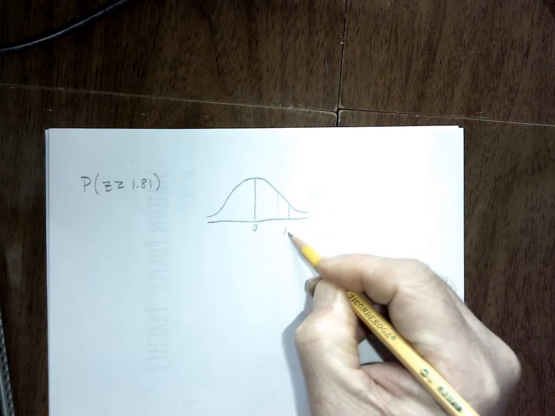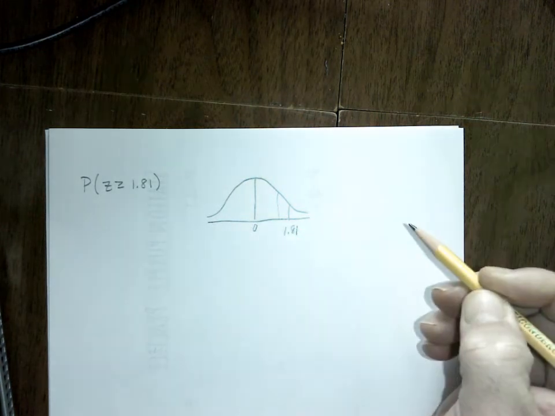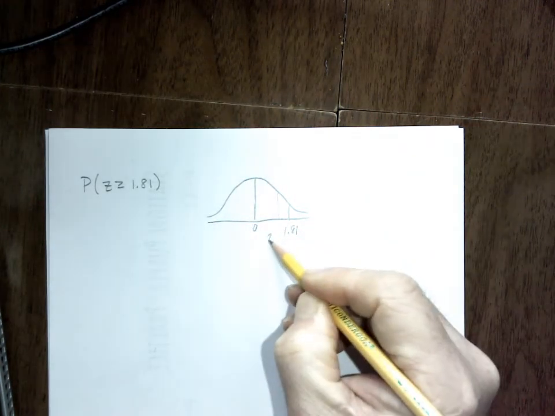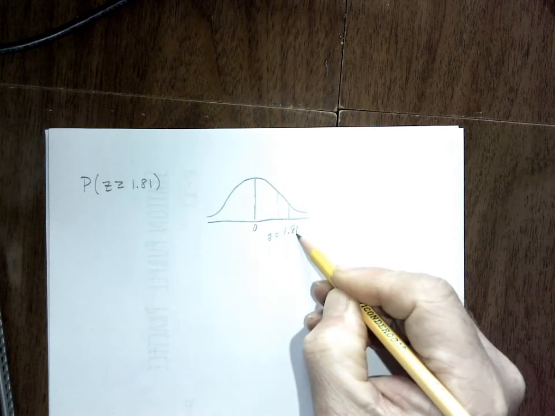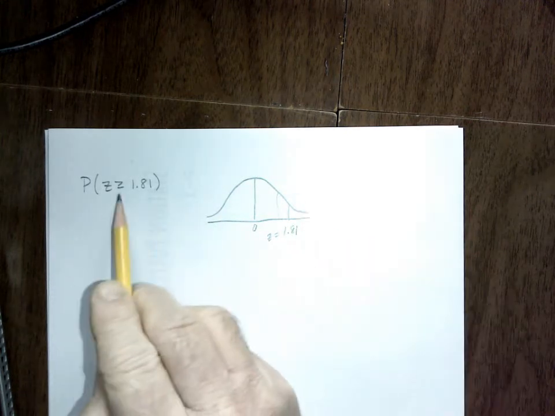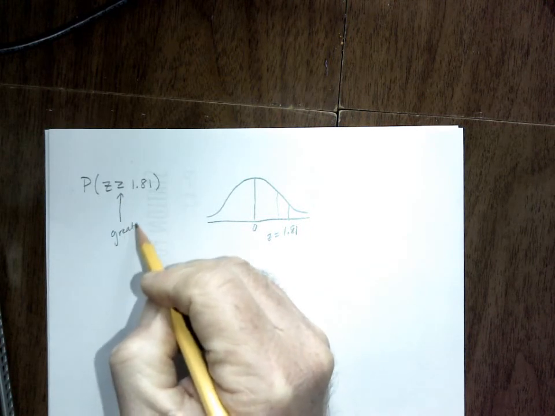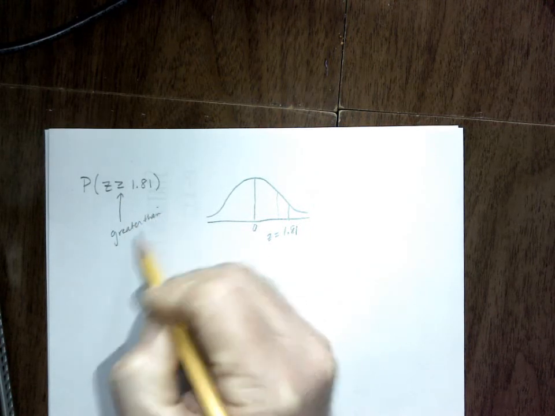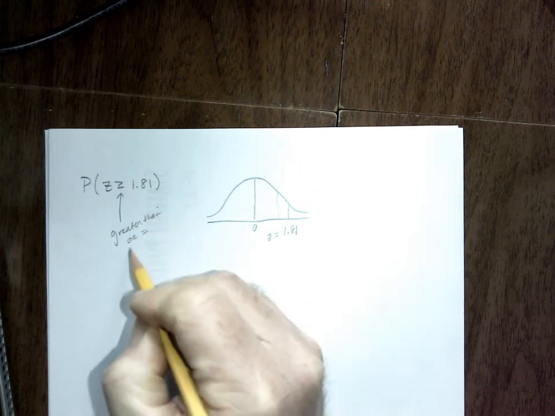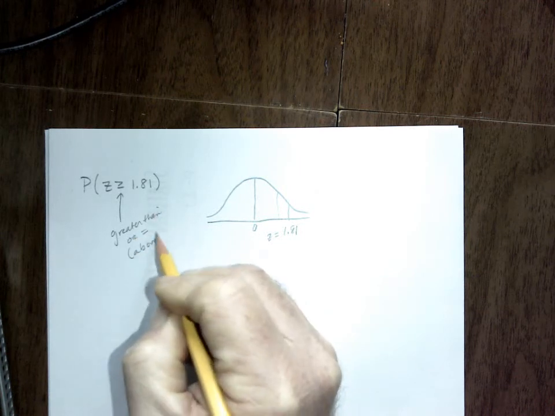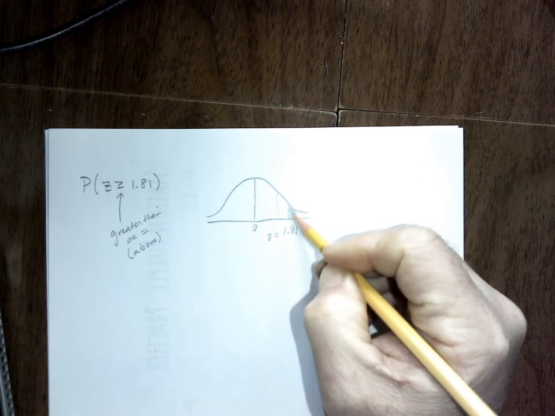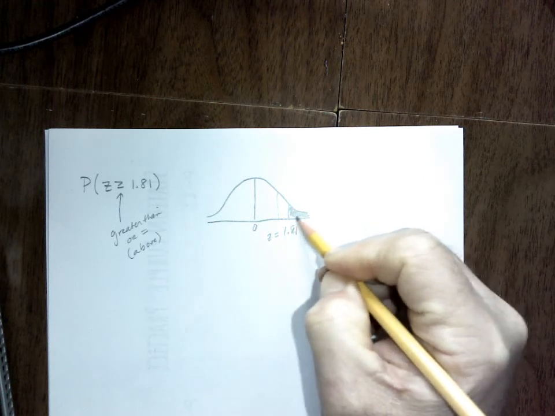Not that this graph or picture has to be perfect. That's 1.81 standard deviations above the mean. And our answer, we're looking for greater than or equal to, which means above. So we're talking about this probability, this area.